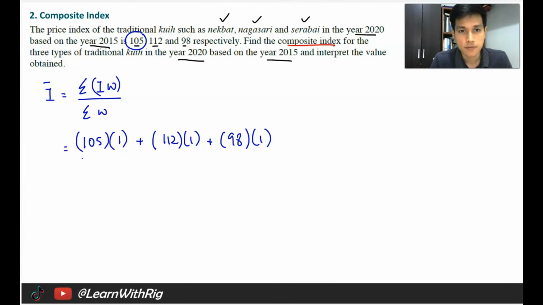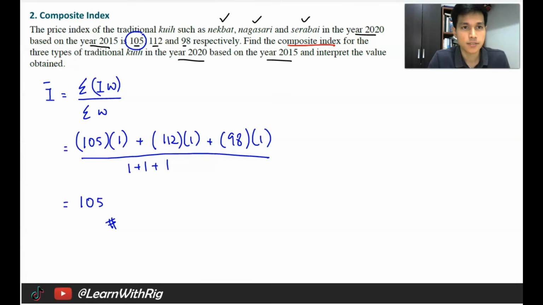Okay, divide by the total weightage. Here is 1, here is 1, here is 1, so total weightage is 1 plus 1 plus 1. You should get your answer straight away, just key in your calculator. You should get 105. So that means these 3 kui in overall, the average increase in price is 105. Okay, this is telling you all the kui in total, the average increase. 105 means increase; if it's less than 100 it means decrease.